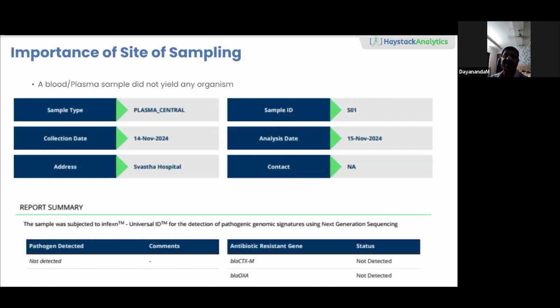So the blood and plasma samples that we initially said did not show any organism. We were suspecting whether this Fusarium was really present in the lung, or is it a contaminant, or is it causing an invasive fungal infection. So that's the reason why we sent a blood sample as well. But the blood sample turned out to be negative, suggesting it's a localized pulmonary infection.